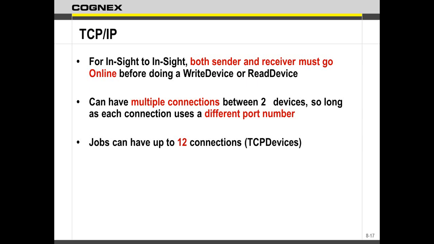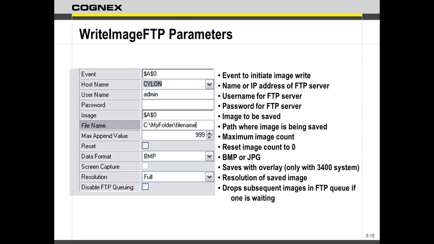You need to have 1 port per camera that you're connecting to. We can do up to 12 connections. And you can be a client on one and a server on the other. The TCP device is what's defining the connection. If there's multiple people trying to connect to the server on the same port, it's whoever connects first.